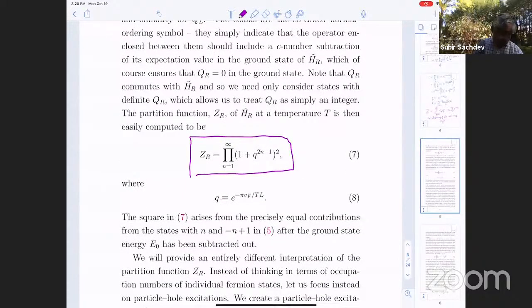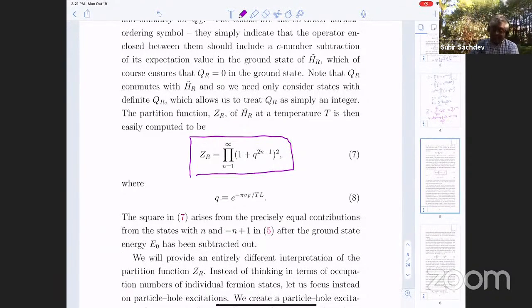Okay, so this is an expression which tells us that all the energy eigenvalues are integer multiples of pi VF over L. And if you expand it out in a power series, you get the degeneracy of each one of those levels. All right, free Fermi gas, just written in the world's most complicated way.